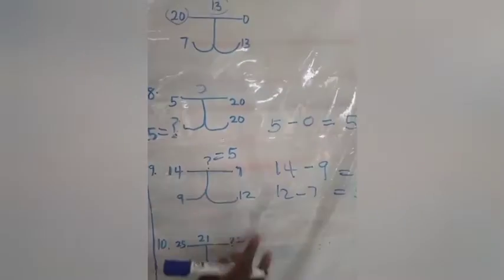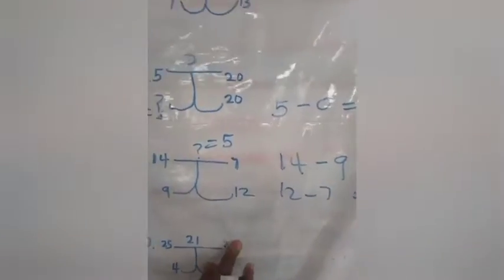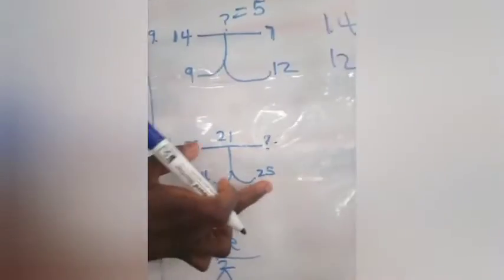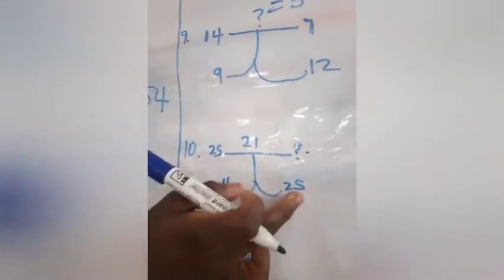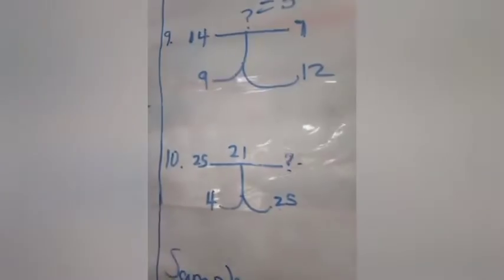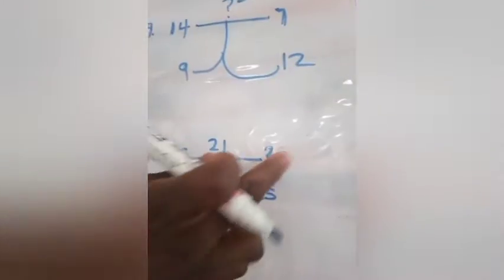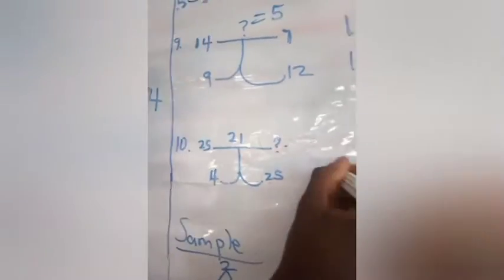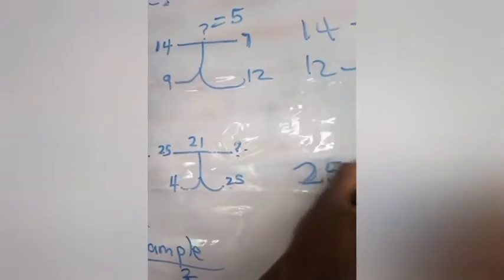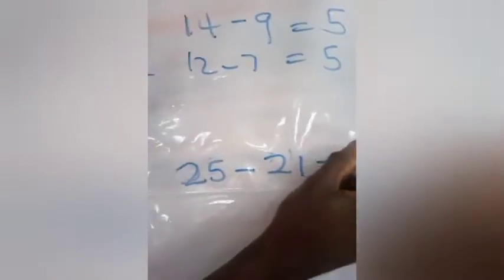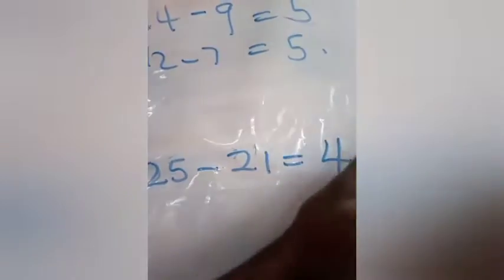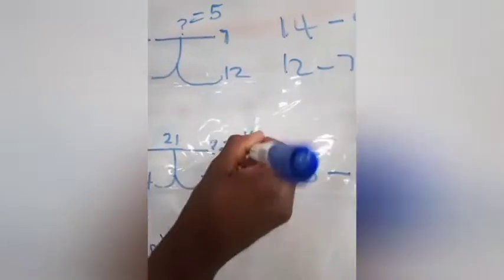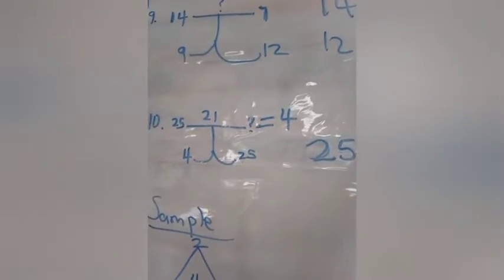Question 10. Okay, we are told to obtain the value here. Now, since I said the subtraction of the number here with this will give us this. So, to obtain the value here, it will be this minus this, which gives us 25 minus 21, which gives us what? 4. So, our answer here becomes 4.